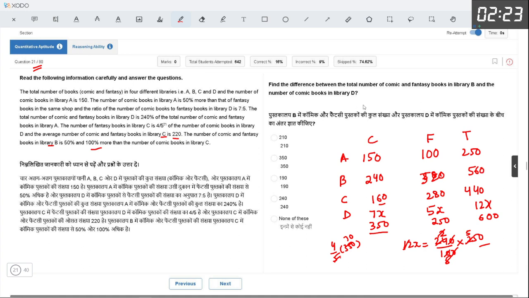I hope you understand how to make a table from the caselet DI. Go line by line, don't get confused. Take X, if any X, Y you can take, so that it will become easy. So coming to the question, find the difference between the total number of comics books and fantasy books in library B. Total how much? 560. And the number of comics books in D? 350. 560 minus 350, how much? 210. Done, right? Chalo, next question.